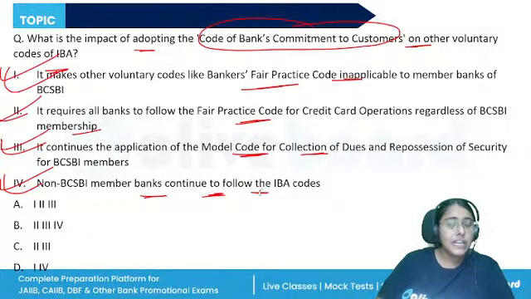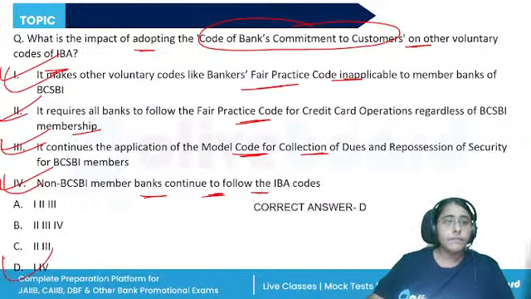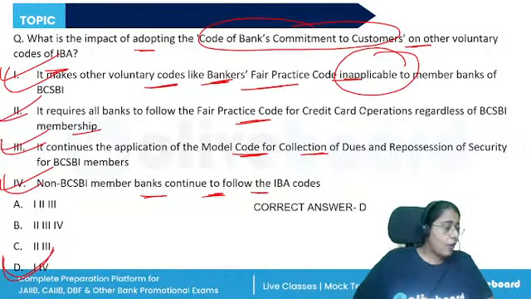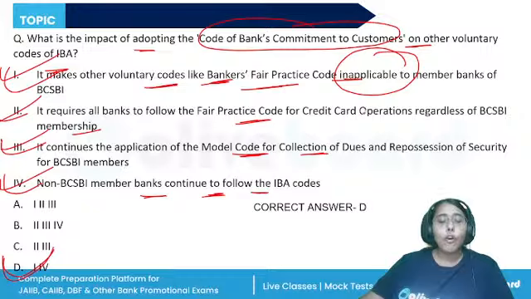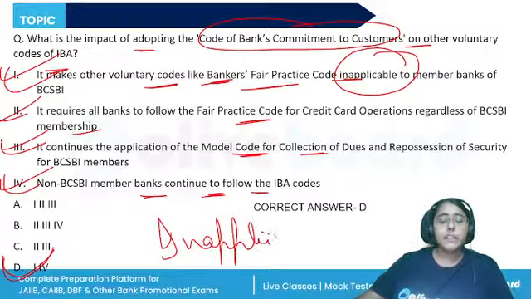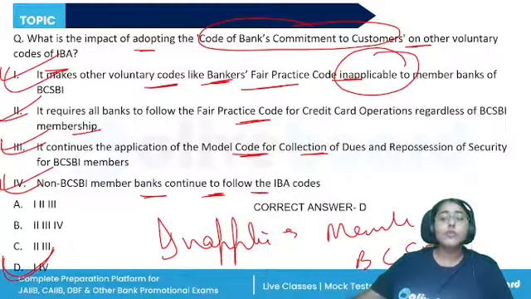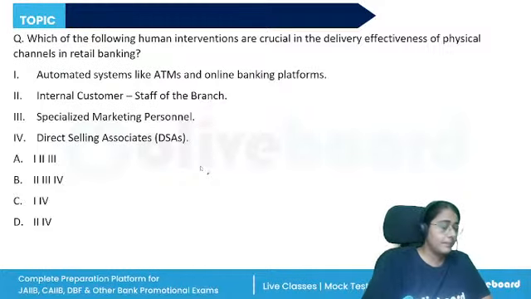Fourth statement is correct. Those who do not become members of BCSBI, they continue to follow the three codes of IBA. Other than that, it makes the other voluntary codes inapplicable. All right. So the fair practice code for the banks, the fair practice code for credit card operations, the model code for collection of dues and repossession, they become inapplicable for the members of BCSBI, and those who do not become members, they continue to follow the IBA codes.